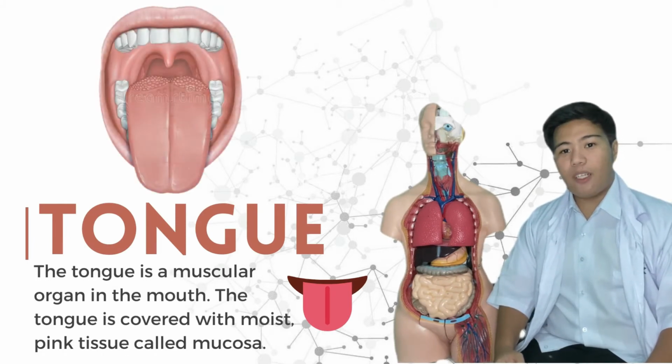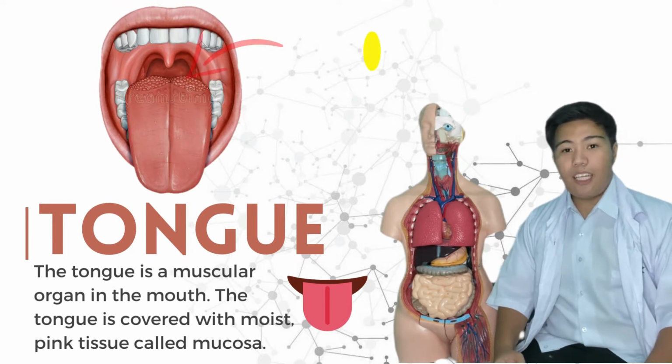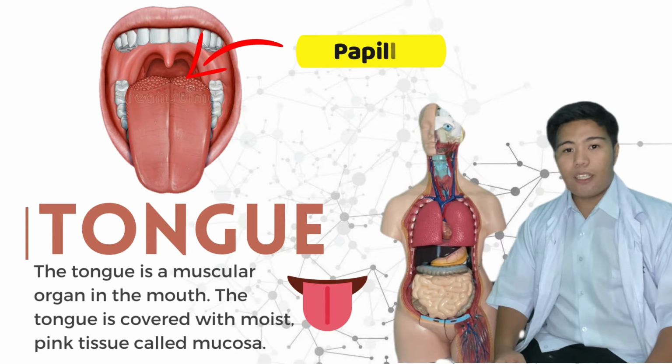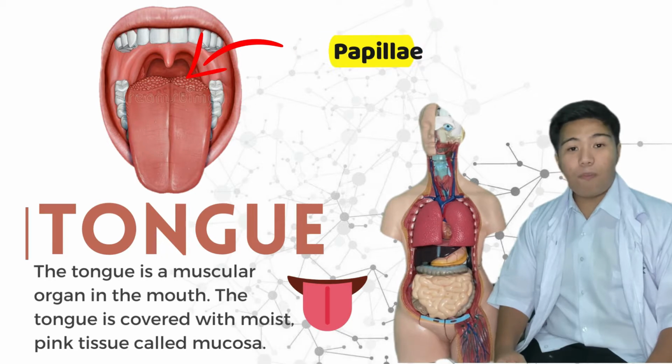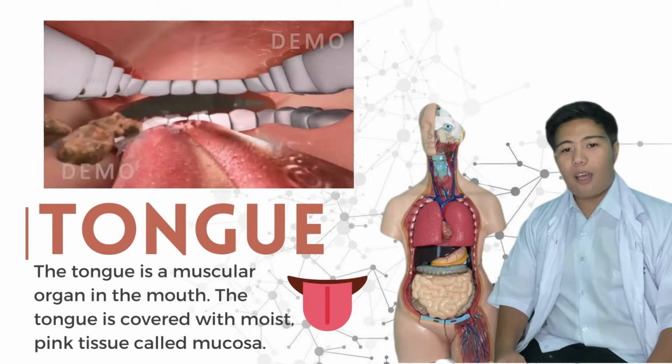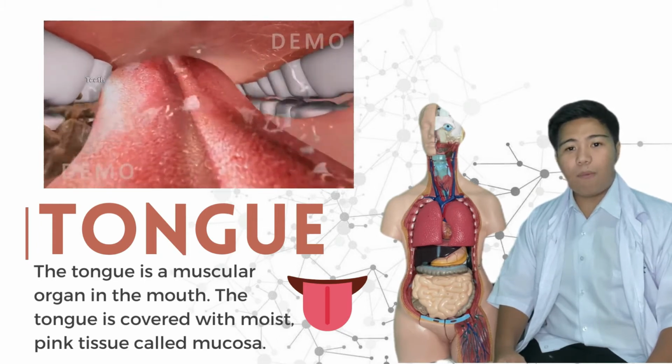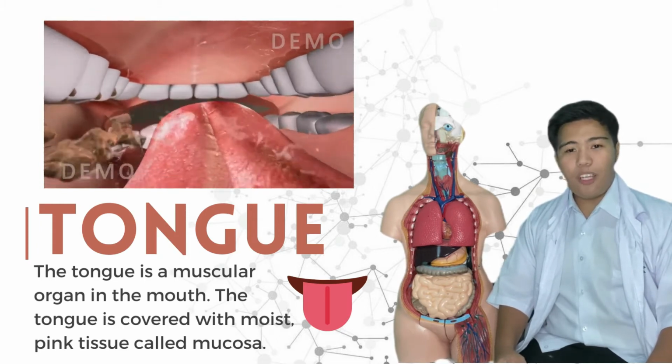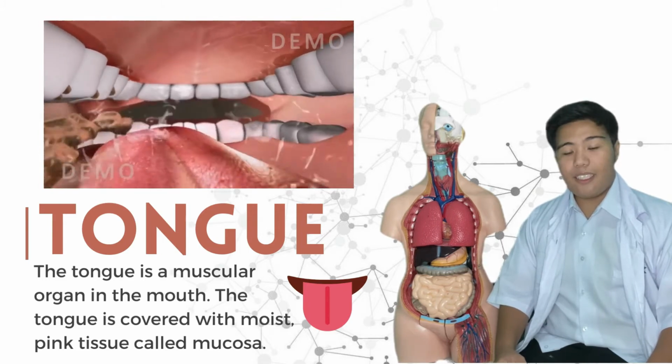Tongue. The tongue is a muscular organ in the mouth. The tongue is covered with moist pink tissue called mucosa. Tiny bumps called papillae give the tongue its rough texture. Thousands of taste buds cover the surfaces of papillae. The tongue functions as a digestive organ by facilitating the movement of food during mastication and assisting swallowing.